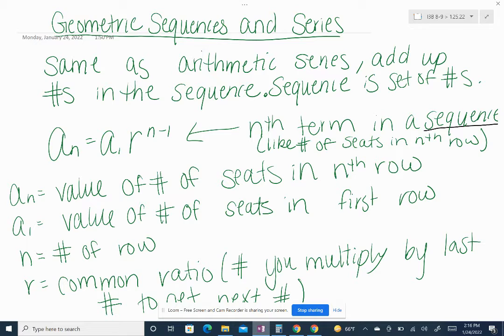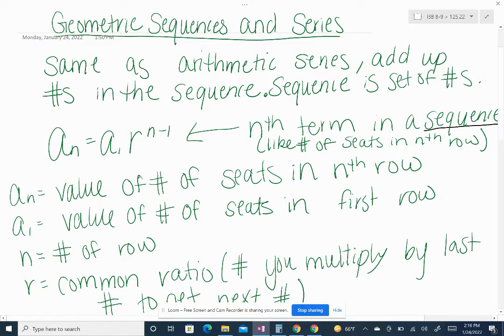Okay, so the series and sequences are the same as the arithmetic ones. If you see a series, it's just going to be adding up the numbers in the sequence. A sequence is just a set of numbers, like when you see 2, 4, 6, 8, that's going to be your sequence. This formula right here is going to be your nth term in a sequence. So if you're trying to figure out the number of seats in the nth row, n would be your number for your row, and A of n would be the number of seats.